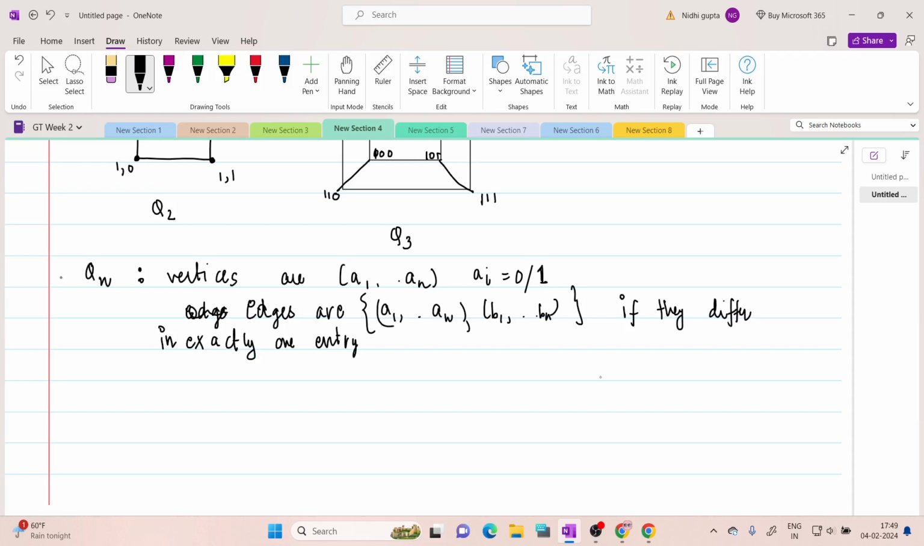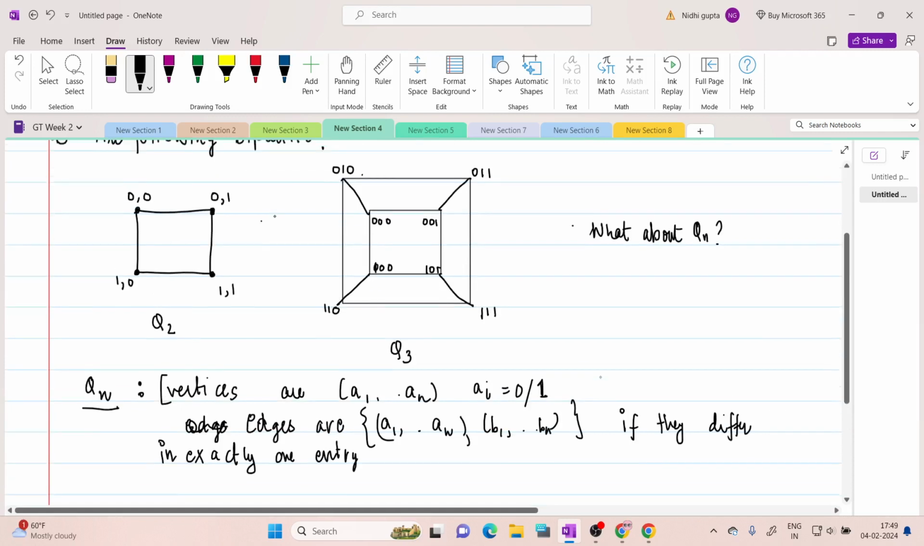So does everyone understand what Qn is? The vertices are n-tuples of 0s and 1s, and we have an edge between two tuples if they differ in exactly one entry. Here I have drawn Q2.